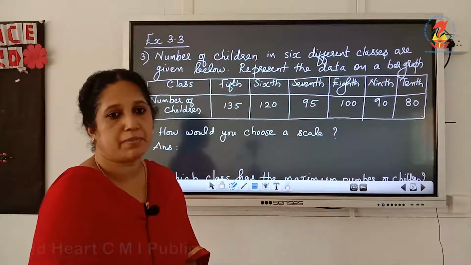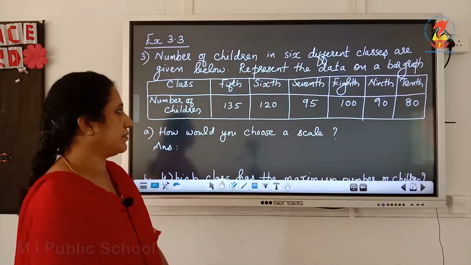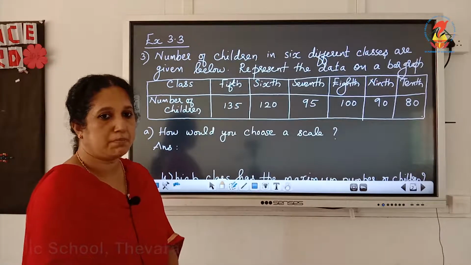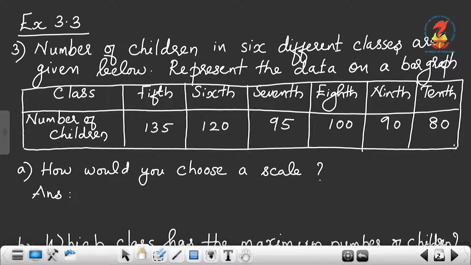So what is meant by a bar graph? It is the graphical representation of the data. So we have to draw the bar graph. Here the data is given, class and the number of children. Fifth class 135 children, 6th 120, 7th 95, 8th 100, 9th 90 and 10th 80.